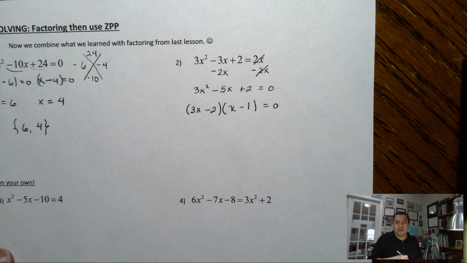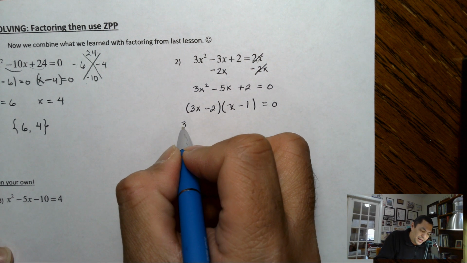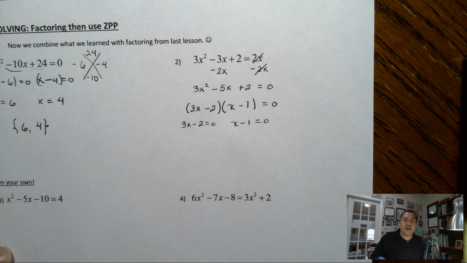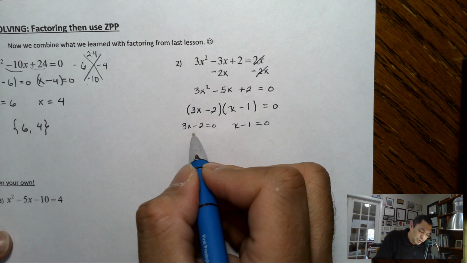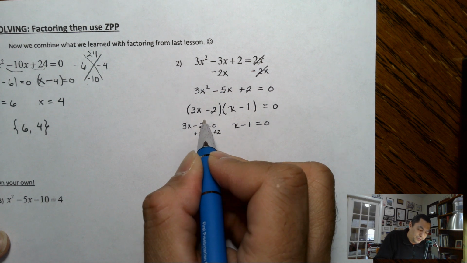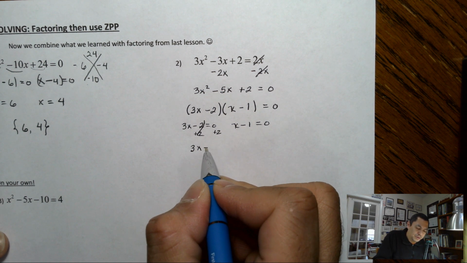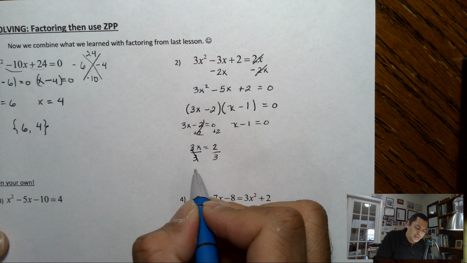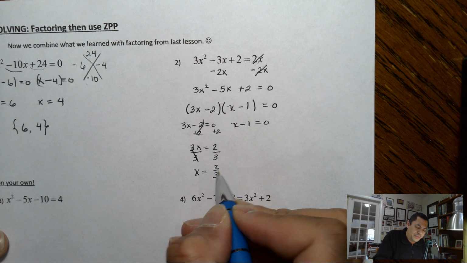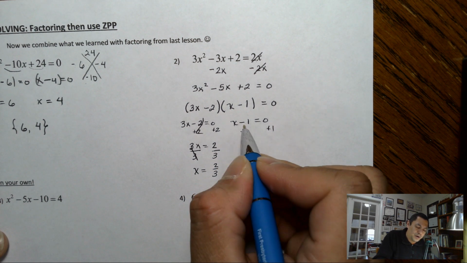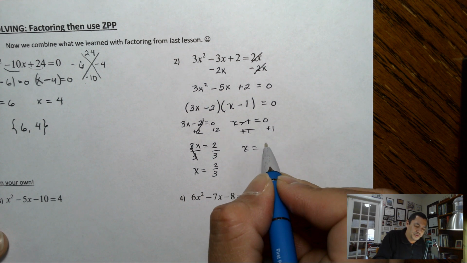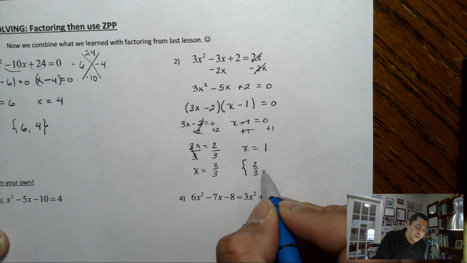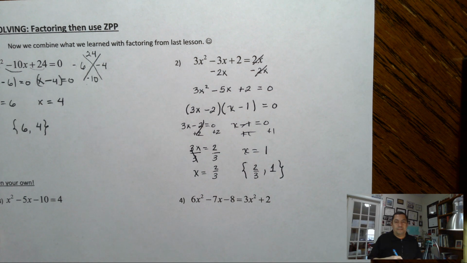Now let's apply the zero product property. It's 3x minus 2 equals 0 and x minus 1 equals 0. What is x equal to? Plus 2, plus 2. 2 goes away. 3x equals 2. Divide by 3 on both sides. So x equals 2 over 3. Here, plus 1, plus 1. 1 goes away. So x is equal to 1. So my solution is 2 over 3, comma, 1.